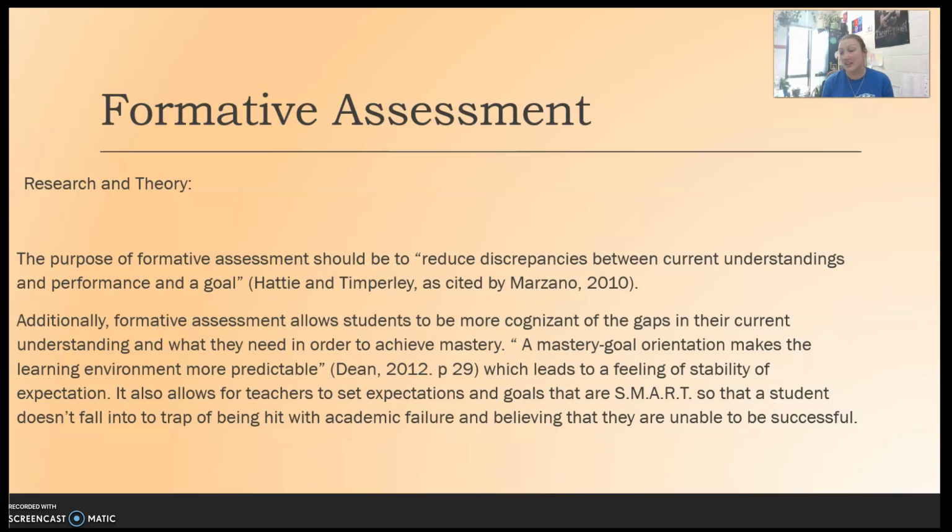Also, there have been some great studies by Marzano. He took a study and broke it all down, and he learned that the more formative assessment you give, the better the students do.